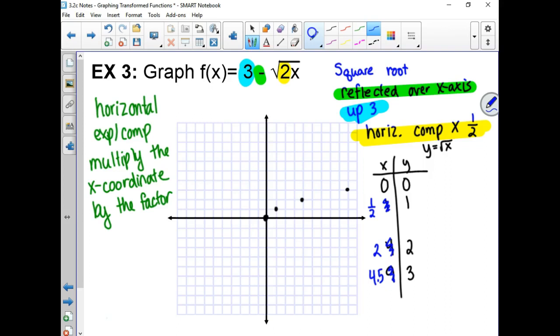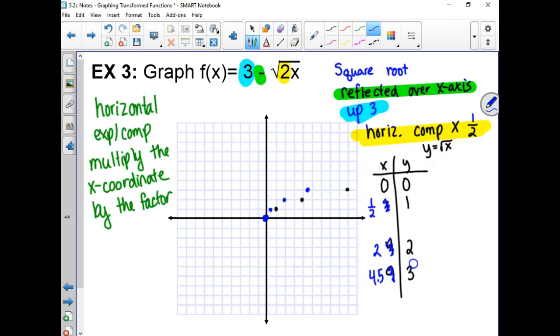So if I graph those new points, (0, 0) stays right where it's at. You're going to find that happens a lot with (0, 0). (1/2, 1) is going to be about right here. See how it's like half the distance that it originally was from that y-axis? Then we've got the point (2, 2), and the point (4.5, 3). So (4.5, 3) is going to be about right here. Some of these you might still have to estimate because it's going to fall between grid lines.